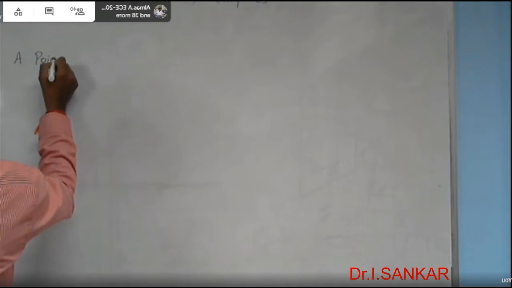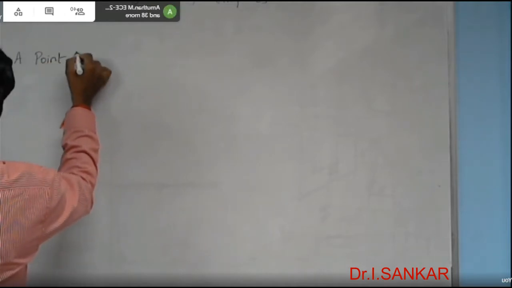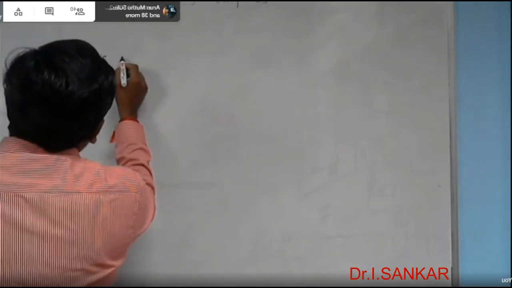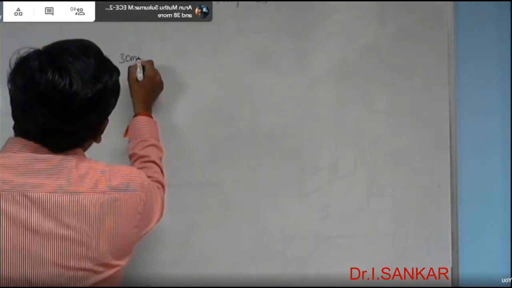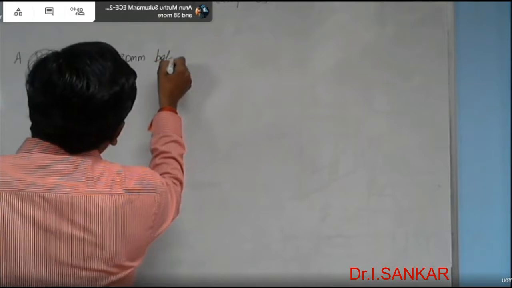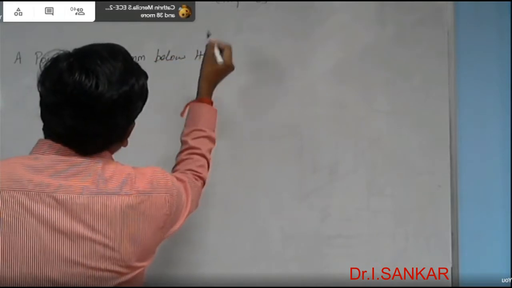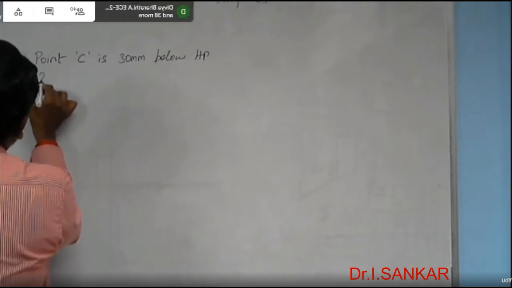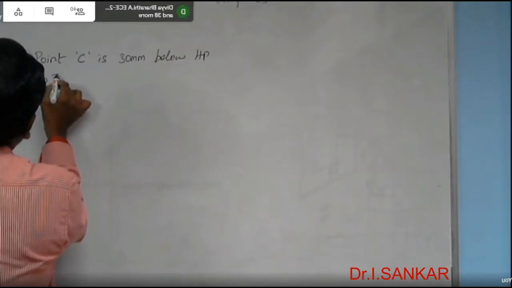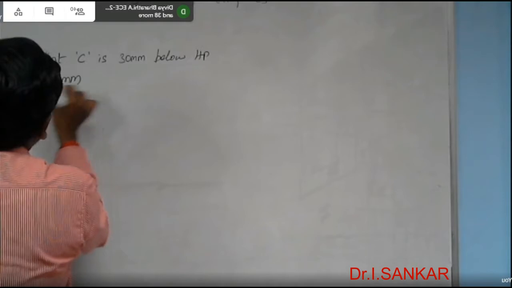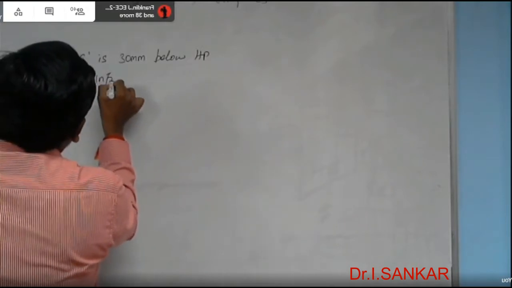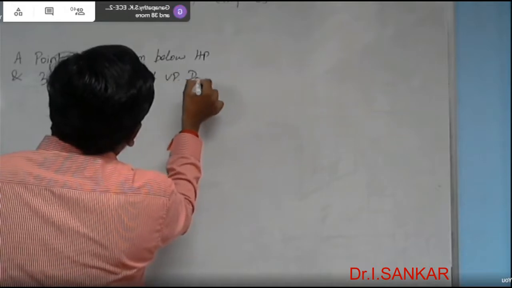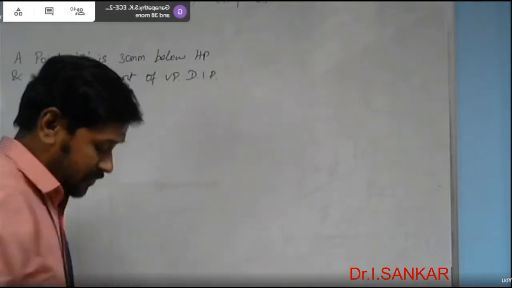A point, maybe its name C, is 30 mm below HP and 35 mm in front of VP. Draw its projections.